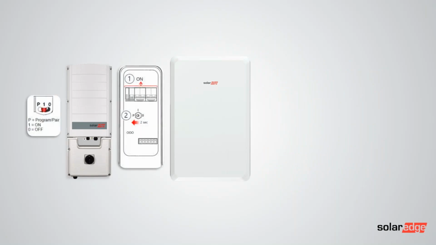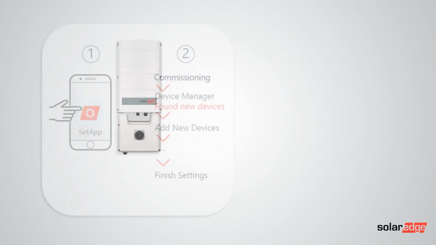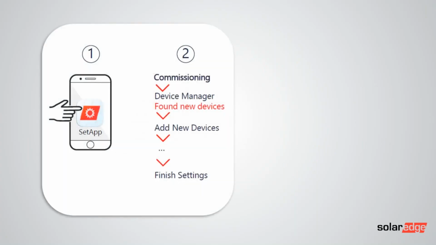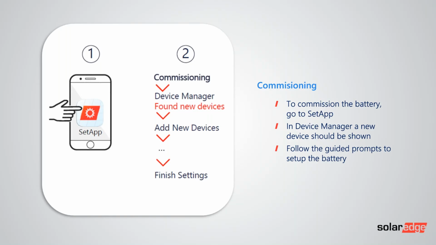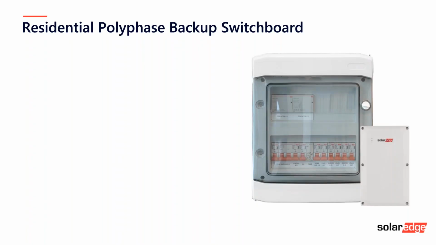And then once it's all in, that really is the wiring and setup. Then just go through the normal turning everything on procedure, and then commission it through setup. So it is really, really simple now to add those batteries to those 3-phase inverters. What we also have the ability to do now, which is really exciting, is allow backup on the 3-phase properties using a polyphase backup switchboard.